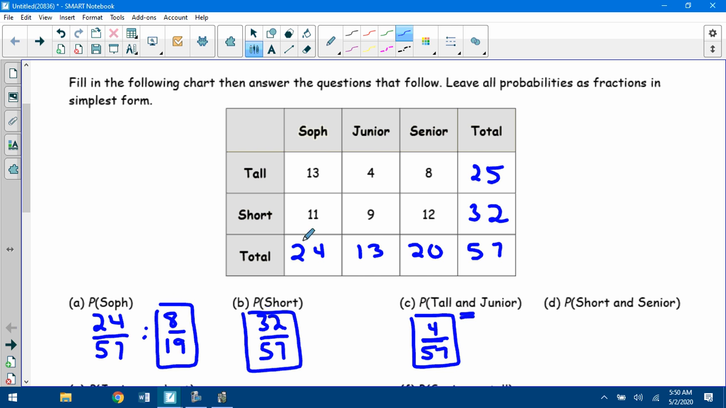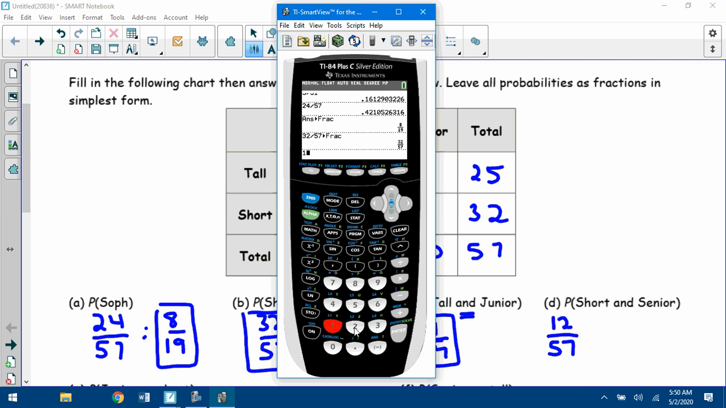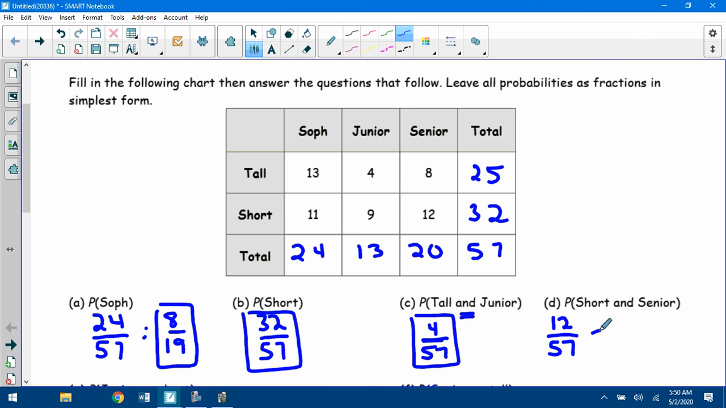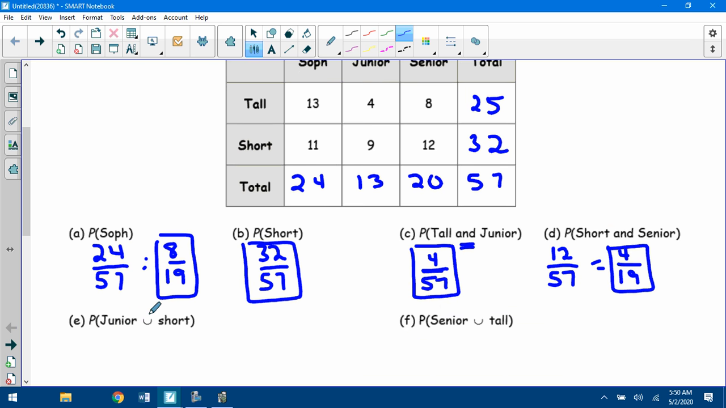Short and a senior. So find where short and senior intersect. There's 12 out of 57. That one should reduce because a 3 would go into both of them. 4/19. Okay, so those ones are pretty easy.